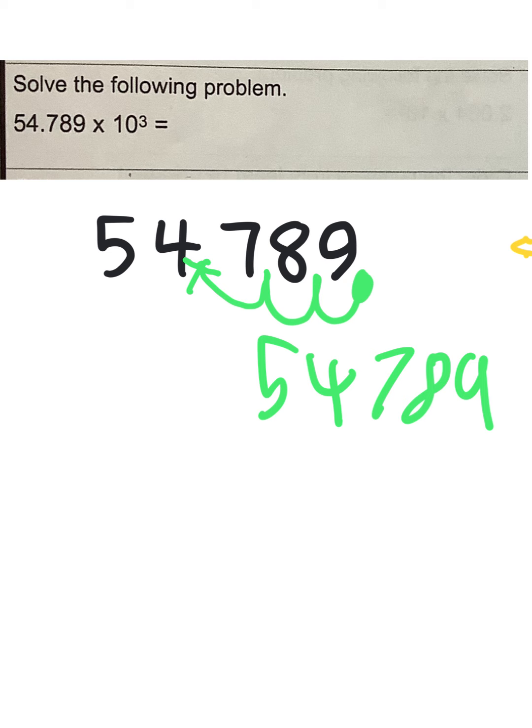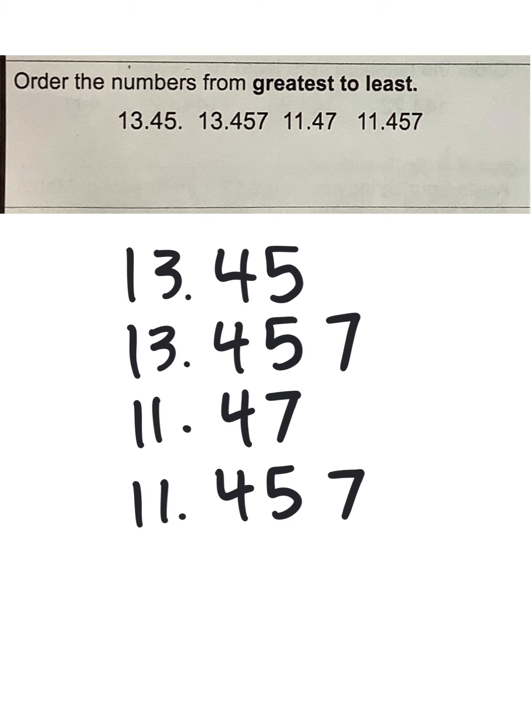54,789. All right, so now we are ordering numbers from greatest to least. I'm going to give Haley the opportunity to show the steps she's going to use in order to find the greatest to least. So first I'm going to put placeholders.